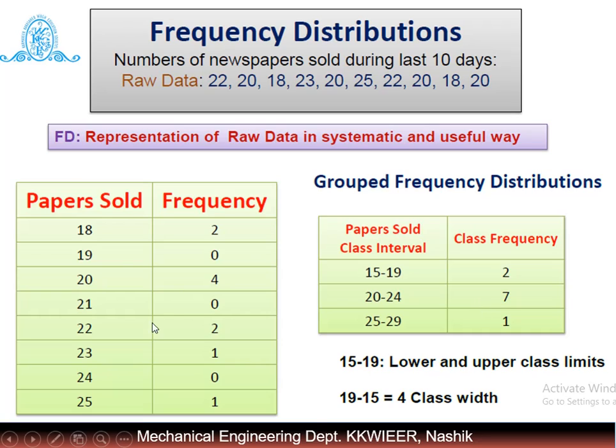So the papers sold in 18, 19, 20, 21, and these are the frequencies. The papers sold class interval is nothing but 15 to 19, 20 to 24 and 25 to 29. The class frequency we can calculate as 2, 7 and 1. So 15 to 19 gives the lower and upper class limit, and the class width is 4, that is the width of the class.